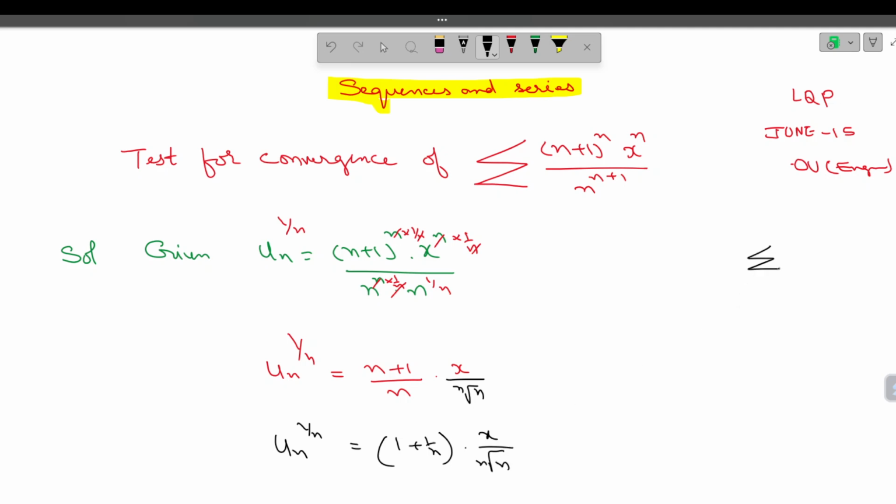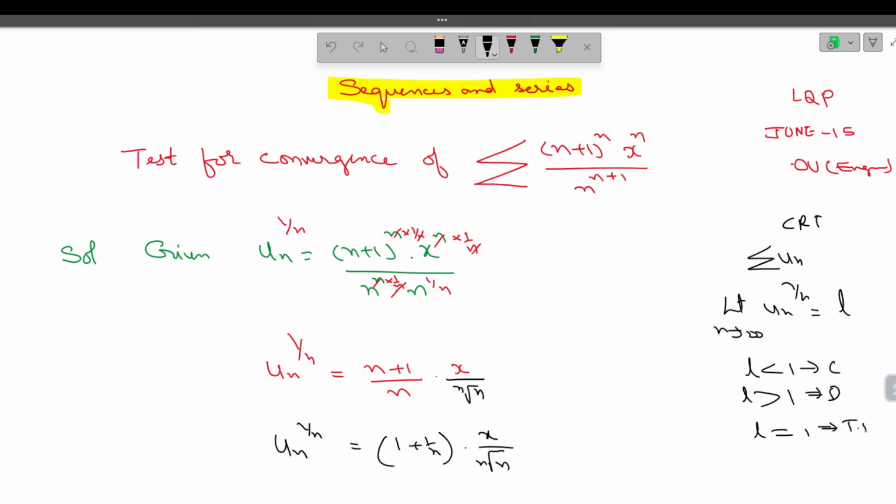So what the Cauchy root test says: if sigma u_n is a positive term series, then limit n tends to infinity of u_n whole to the power of 1 by n equals L. If L is less than 1, convergent. If L is greater than 1, divergent. If L equals 1, the test fails.